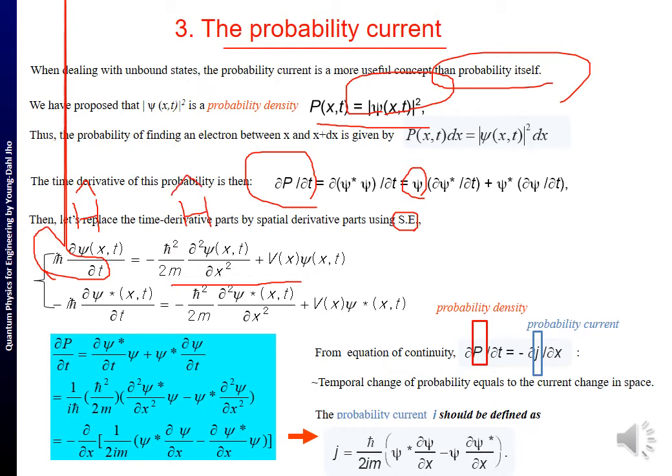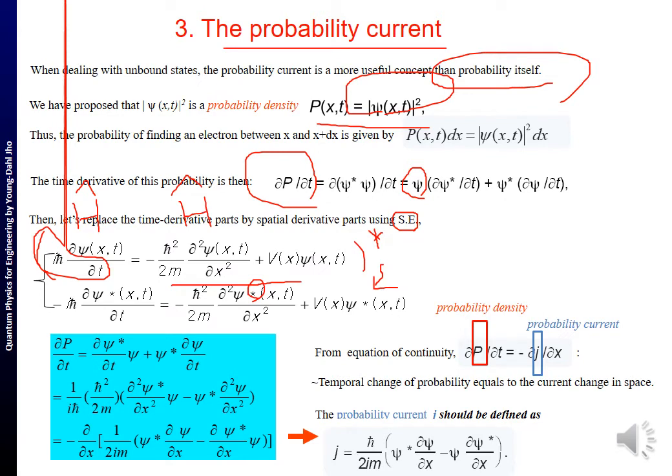And then we take the complex conjugate on both sides. Take the complex conjugate, then you will get this equation below: minus i h bar ∂ψ*/∂t equals minus h bar squared over 2m ∂²ψ*/∂x² plus V ψ*.